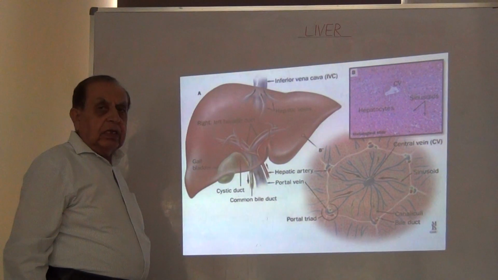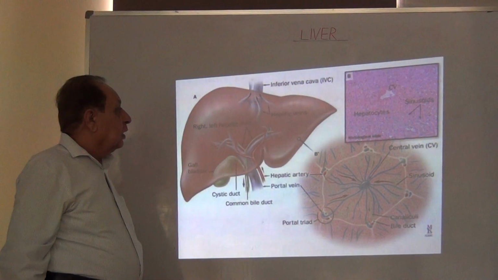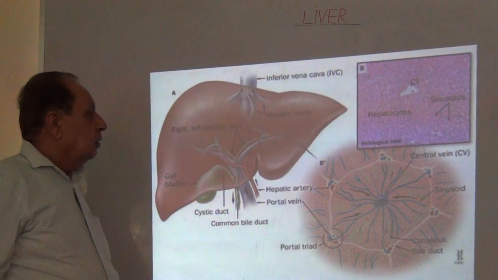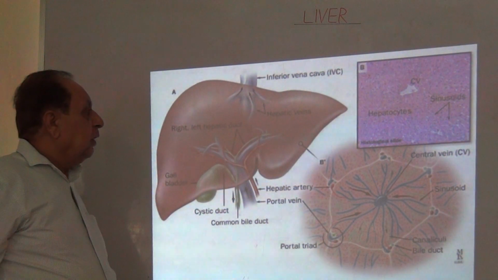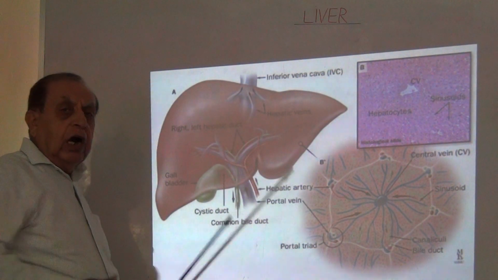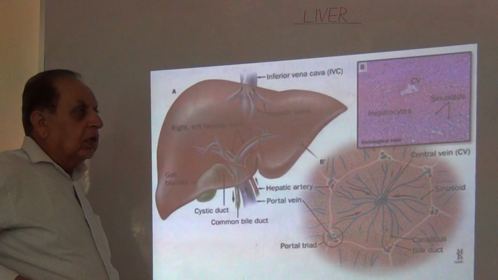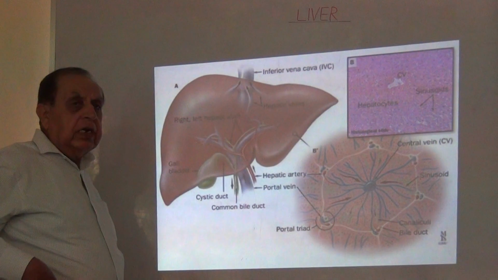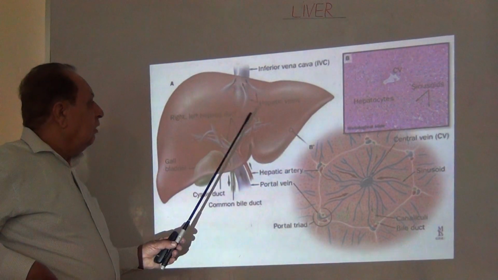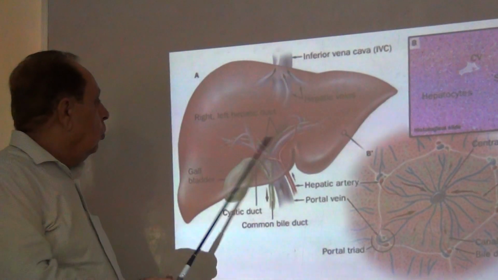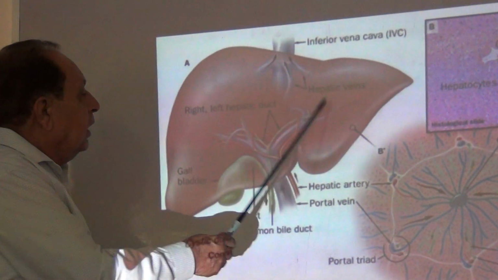Our topic is liver. Now, liver is the largest gland that is present in the upper part of the abdomen, just below the chest. This area is called the right hypochondrium. So, the liver that is present in the right hypochondrium has two lobes, right lobe and left lobe.